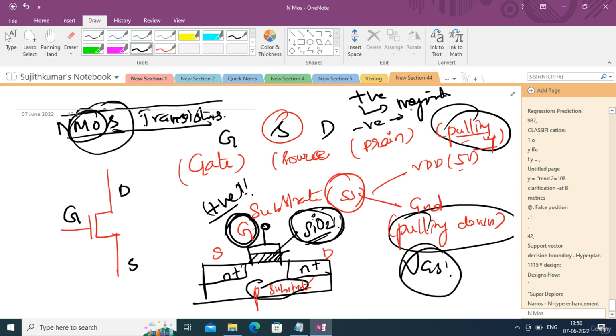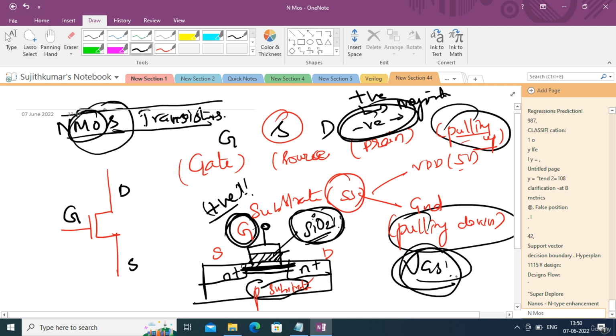So the negative charges, which are nothing but the minority carriers, will be attracted, through which you can form an N channel here. That is called channel formation. So VGS must be higher, right? VGS must be greater than a threshold voltage.